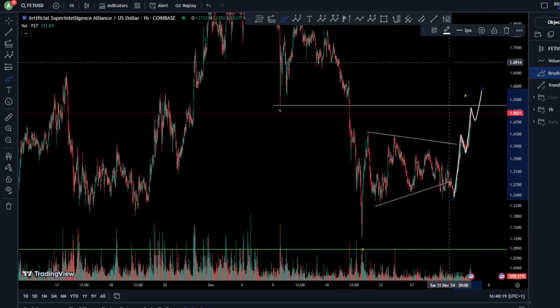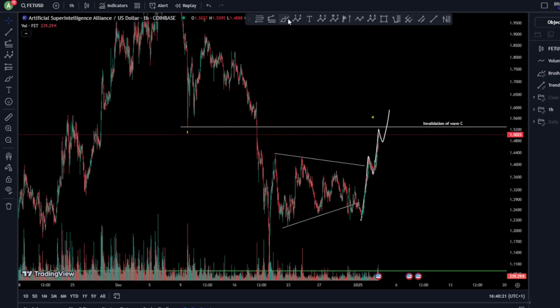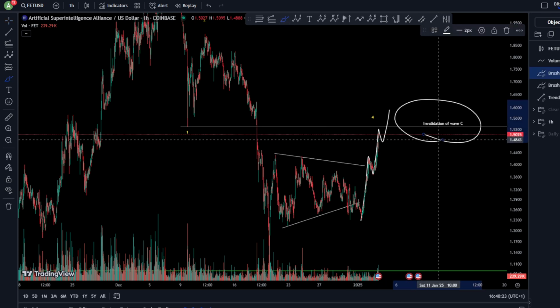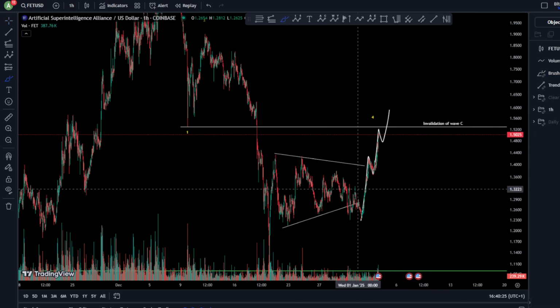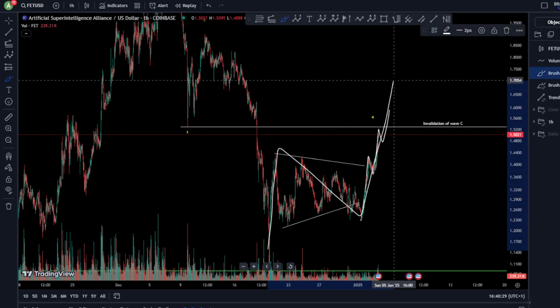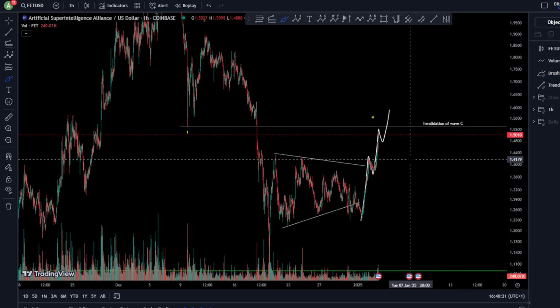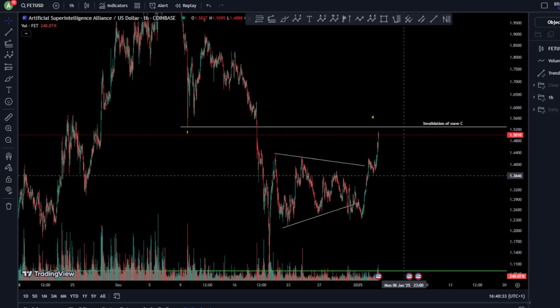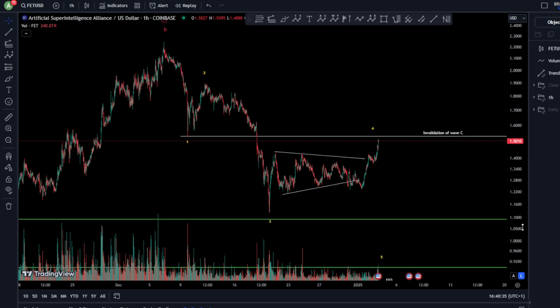In that case, you will invalidate your bearish scenario, and then continuation toward the upside, meaning 1, 2, 3, 4, and a 5, has a higher possibility, right? Currently. So that was it for FET.